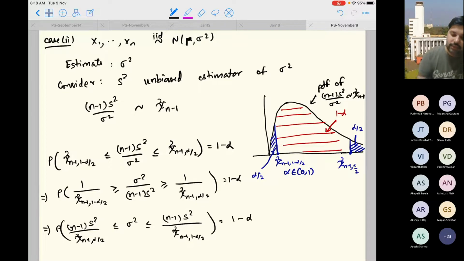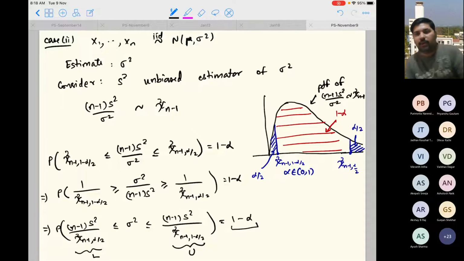And then again in this case you are saying that you have 1 minus alpha times 100% confidence, right? So if you take alpha equal to 0.1, then you have 90% confidence. If you take alpha equal to 0.05, then you have 0.95 probability that the true parameter sigma square will lie between these limits, right? So this is the lower limit and this is the upper limit, and the true parameter lies between these lower and upper limits. That probability is 1 minus alpha, right?